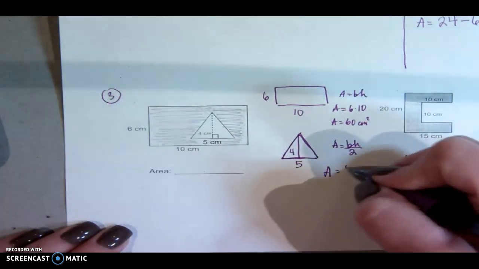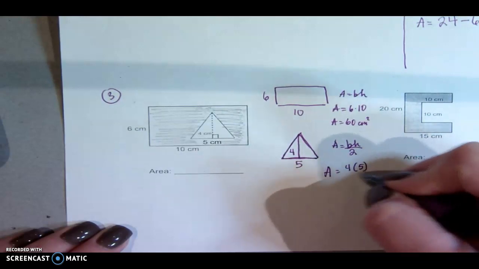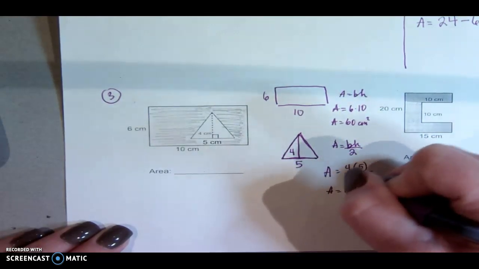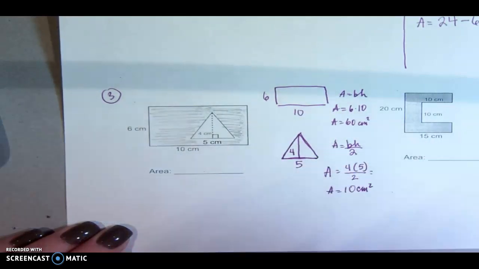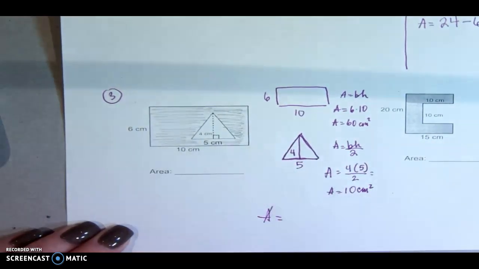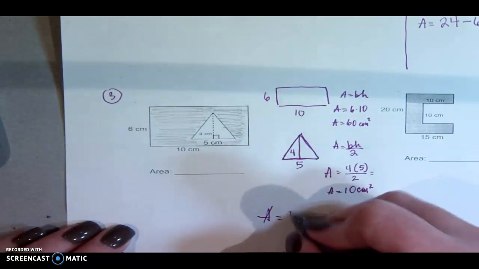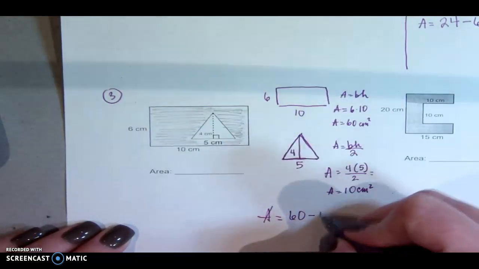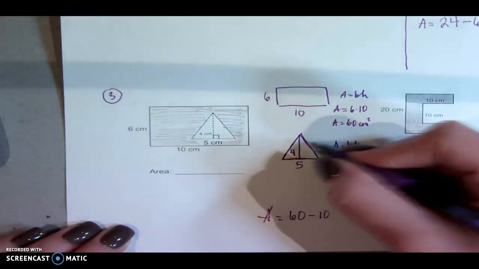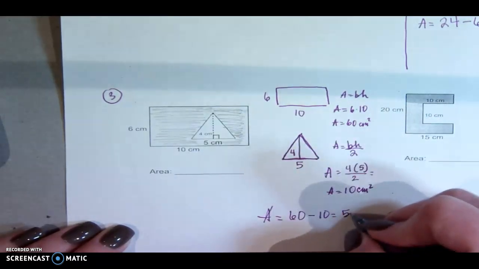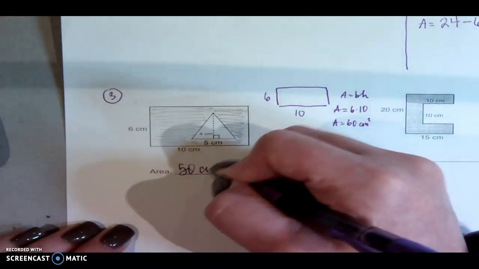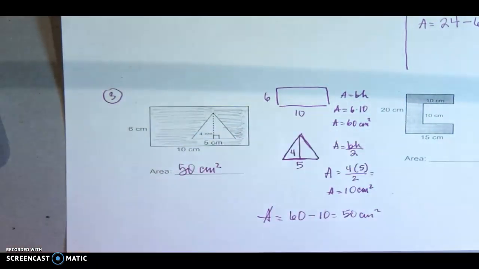A huge reminder, guys, do not forget to divide by 2. And so 4 times 5 is 20. Divide by 2 will give us area of 10 square centimeters. And our final area would be 60, large rectangle, minus 10, small triangle that's been taken out. That will give us 50 square centimeters as the area of the shape.